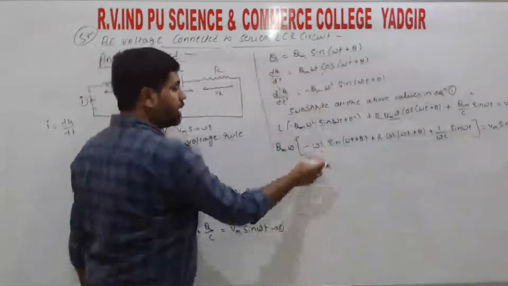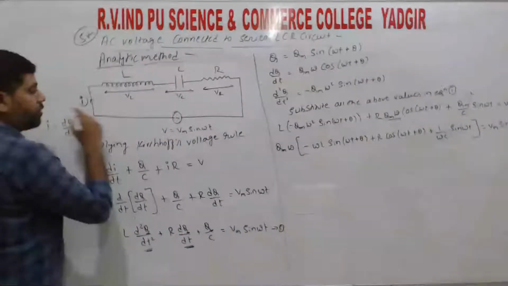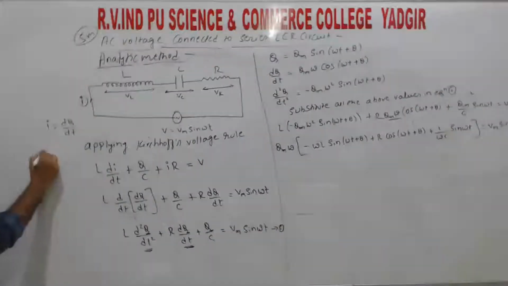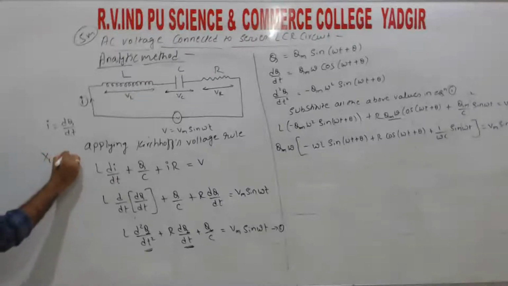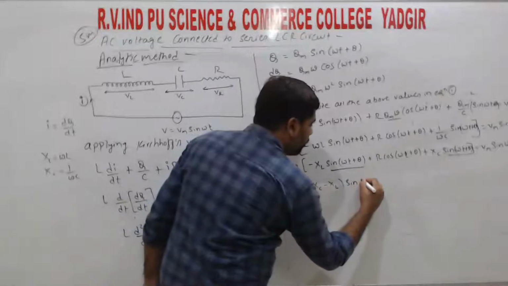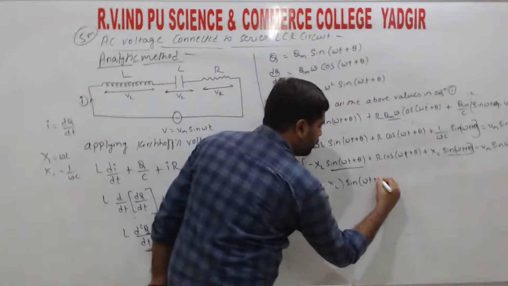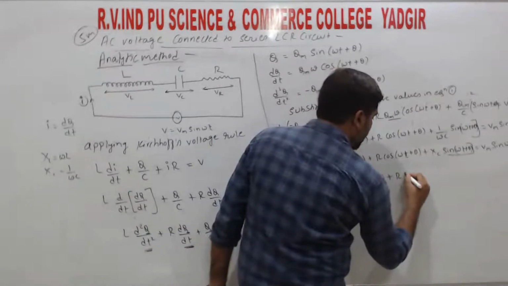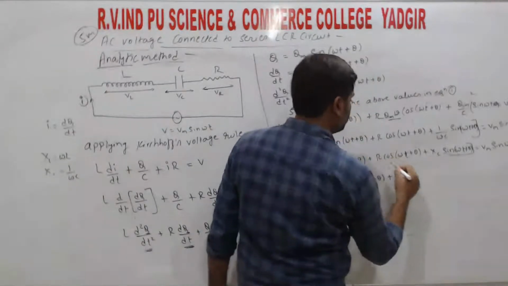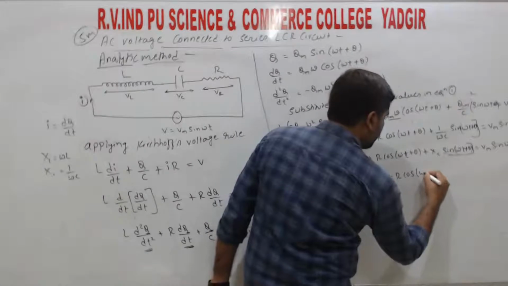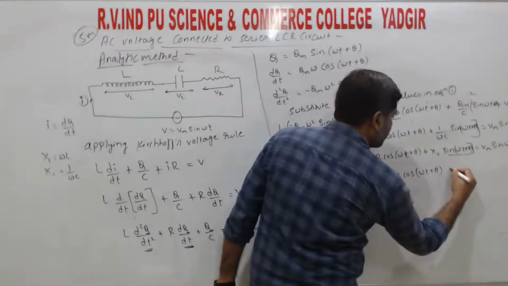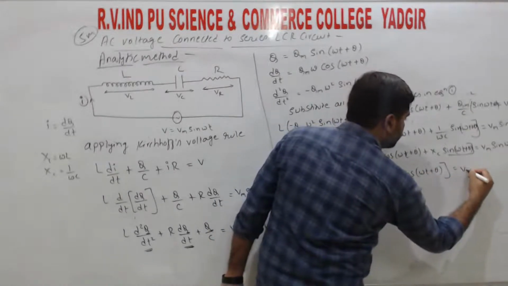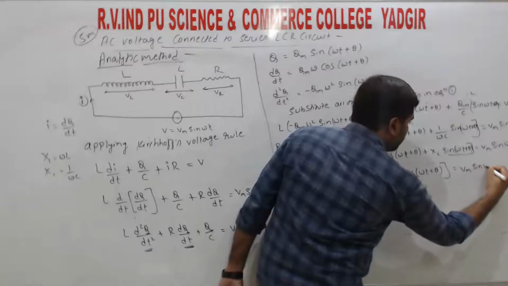This omega L, we can write again from the relation XL is equal to omega L, and XC is equal to 1 by omega C, of sin of omega t plus theta. So plus r into cos of omega t plus theta, that is equal to vm sin omega t.